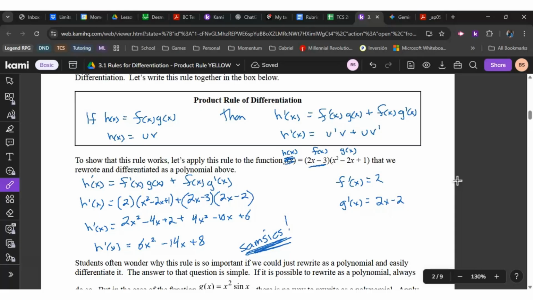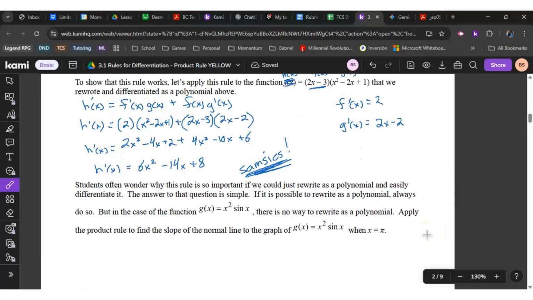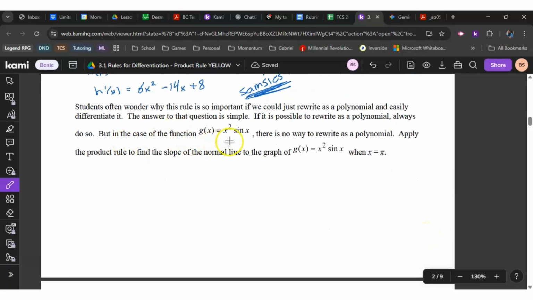So my next question is this. They are the same. So which one's easier? Probably the first one, right? Not by a lot, but probably a little bit. Now, if you didn't have to do the simplification, these last two steps, maybe this one's a little bit easier. Here's the problem with just being like, can't we just always do that? Let's look at this next question. What is g of x there? x squared sine x. Can you turn that into a polynomial?